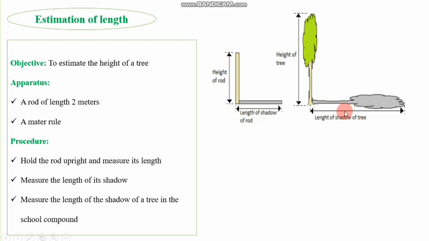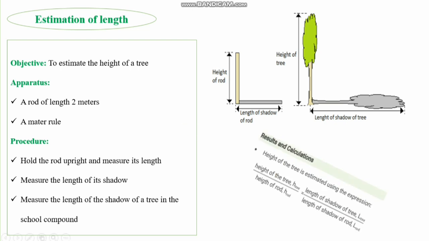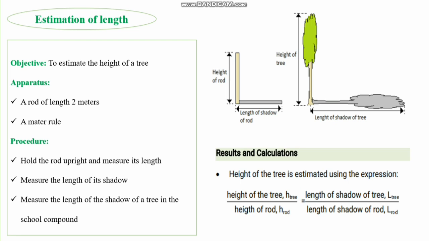So if we divide the length of the shadow of the tree by the length of the shadow of the rod, the value we get will be equal to the height of the tree divided by the height of the rod. So that is a relational method. We are going to use that method to estimate the height of the tree. So this is the formula that we'll be using.